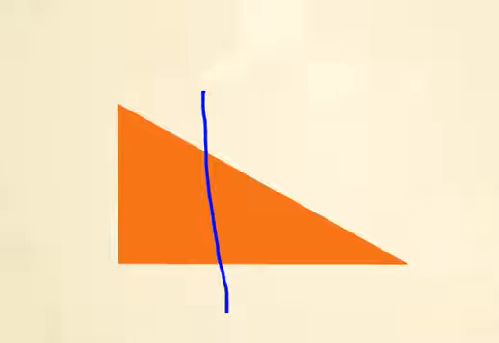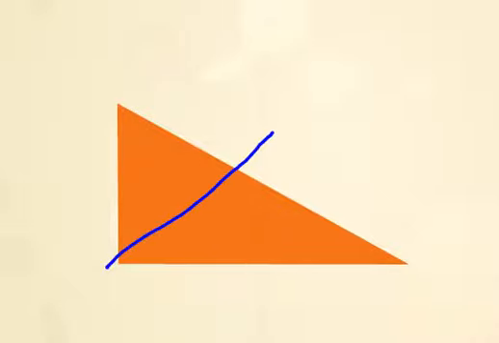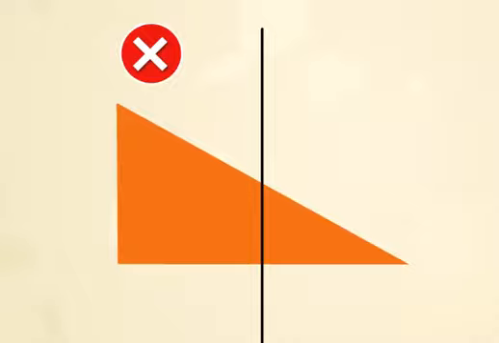Have a look at this shape. It's very different to this shape. If I put a line this way, is it the same both sides? No, you're right. So there is no symmetry. Doesn't work. It's not the same.